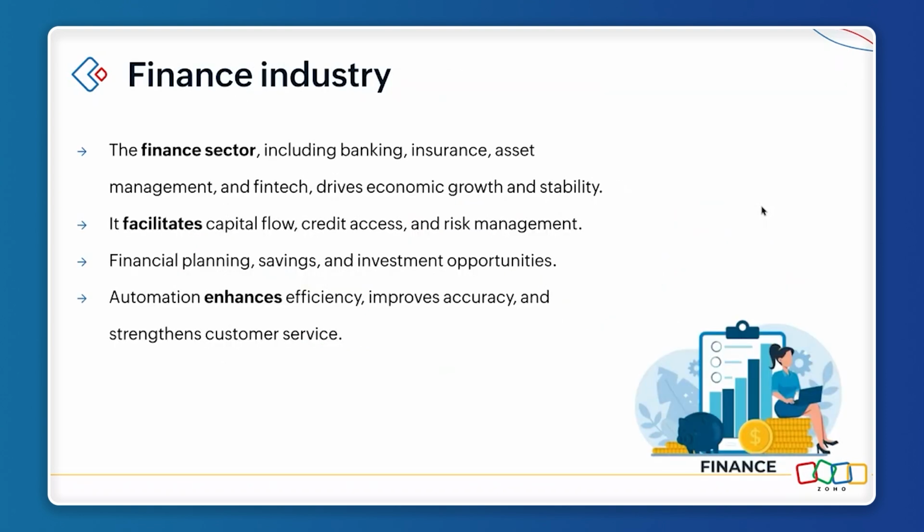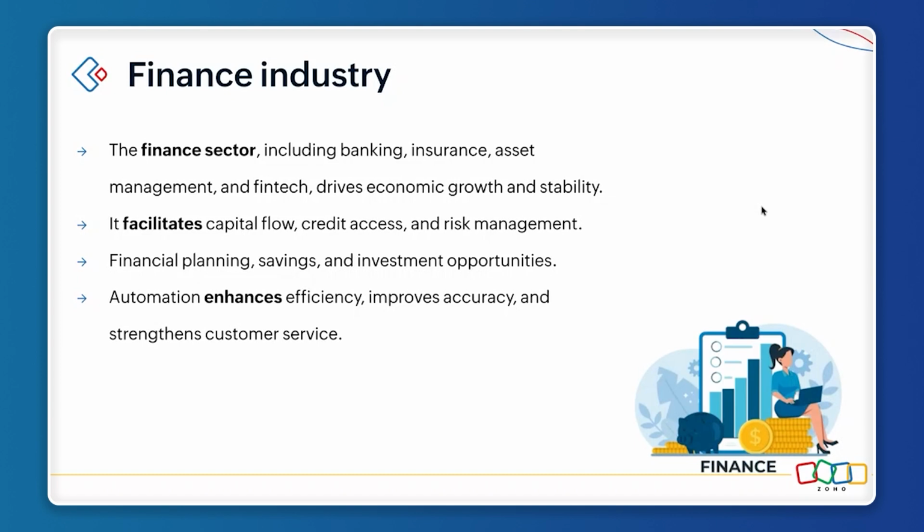Now let me give a quick overview about the industry that we took for today's session. That is the finance industry. As you all know, the finance sector includes banking sectors, insurance companies, and asset management companies, which help to drive economic growth and stability. Automating these sectors not only enhances efficiency and improves accuracy, but also helps the finance system provide proper customer service to their customers and clients.